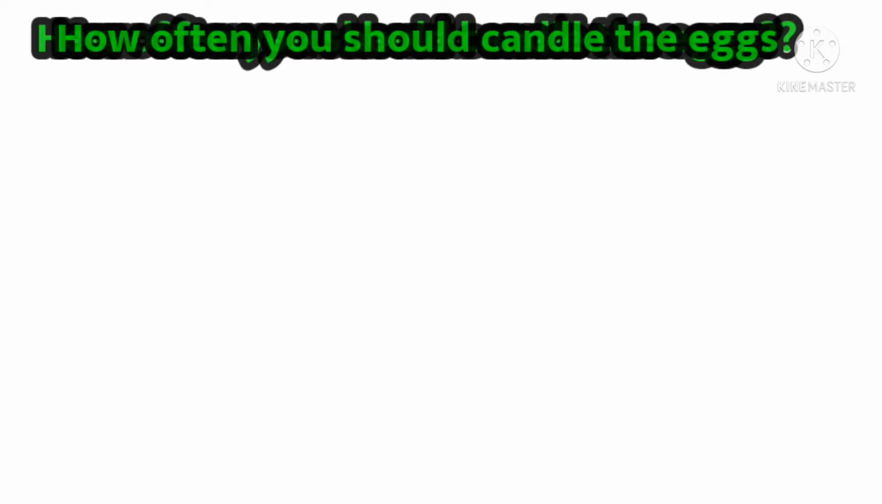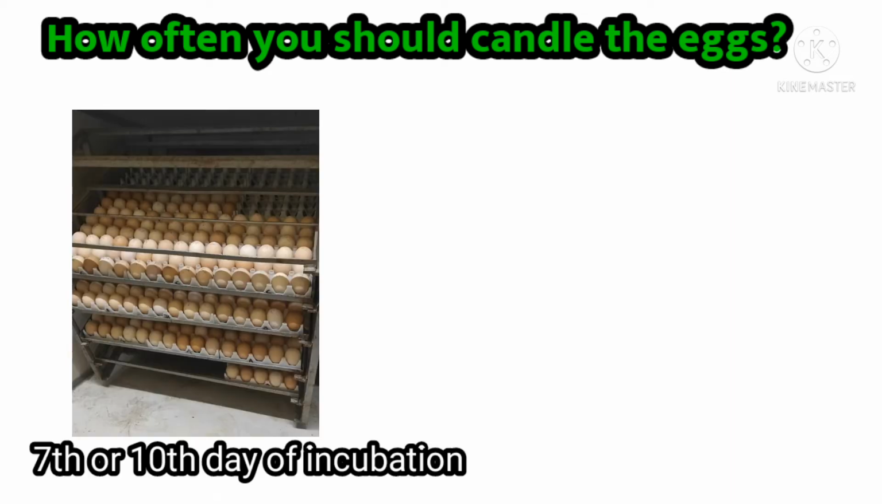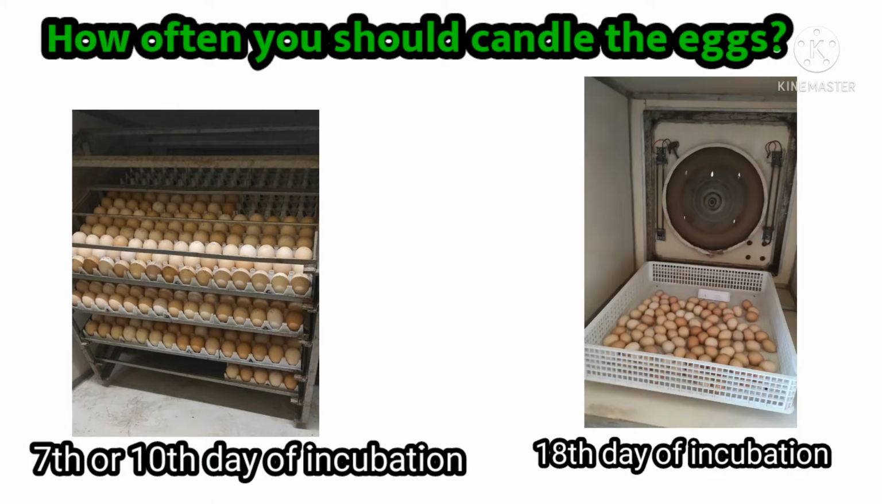How often should you candle the eggs? It's a good idea to candle the eggs on day 7 or day 10 and then again on day 18, right before you set the eggs into the hatcher. That means when you transfer the eggs from setter to hatcher. Don't handle the eggs at all after day 18, as the chicks inside will be preparing themselves for hatch day and shouldn't be disturbed.